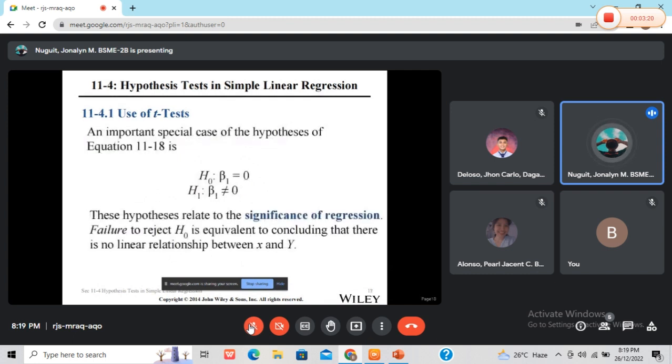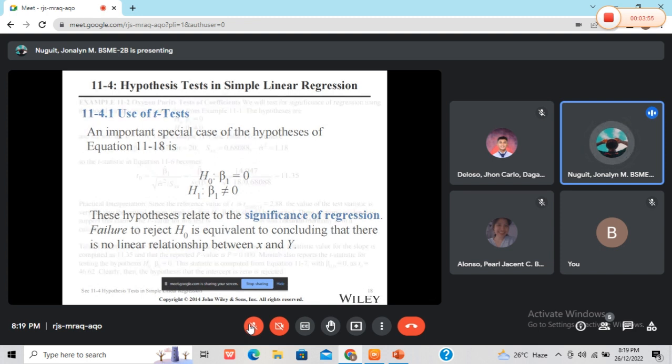An important special case of the hypothesis of equation 11-18 is H sub 0, which is beta sub 1 is equal to 0, then H sub 1, which is beta sub 1 is not equal to 0. This hypothesis relates to the significance of regression. Failure to reject H sub 0 is equivalent to concluding that there is no linear relationship between x and y.